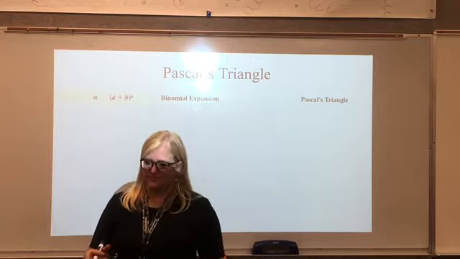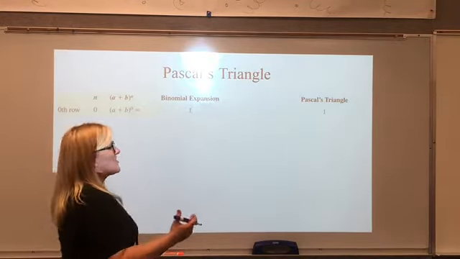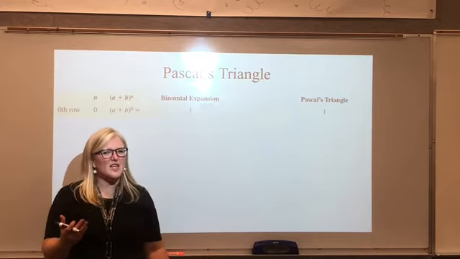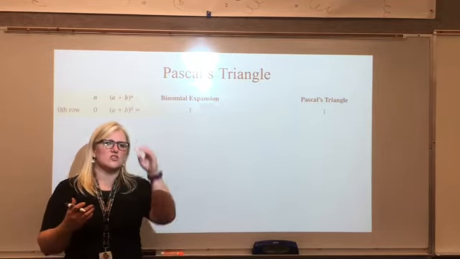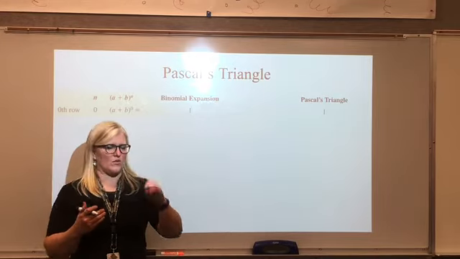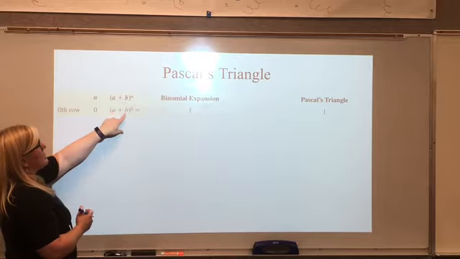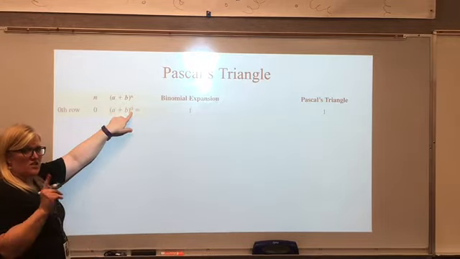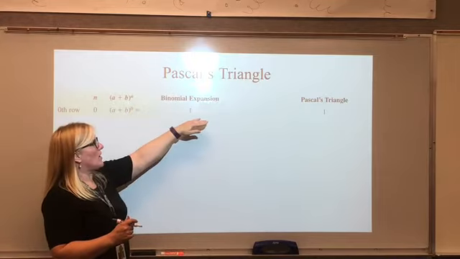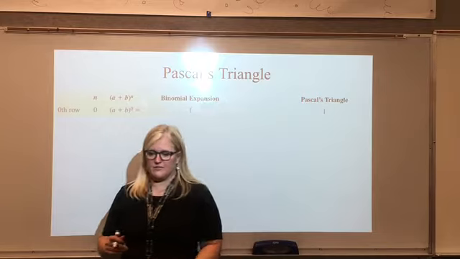Okay, so the first one, when n is 0, and I think that's one of the things that's a little bit confusing about Pascal's triangle is there is a 0th row. So you just don't start counting it when there's a 0th row. So when n is 0 and we have a plus b to the 0 power, anything to the 0 power is just 1. So we've got 1 right there. And that's the very top of Pascal's triangle.